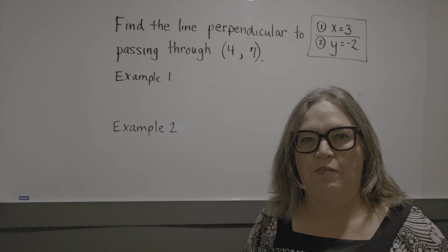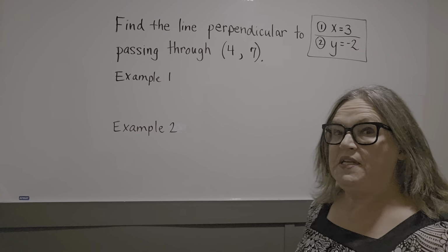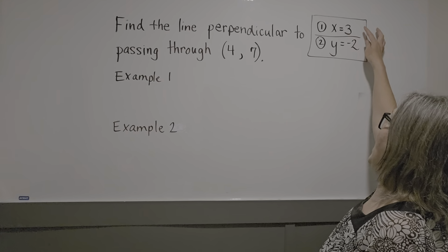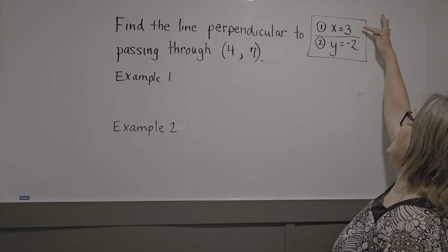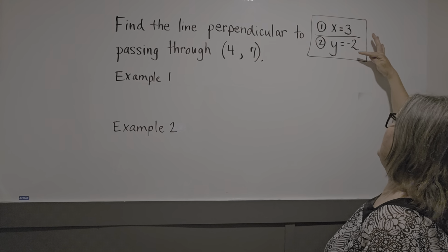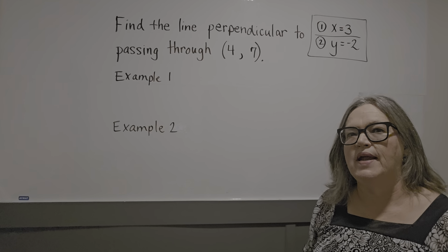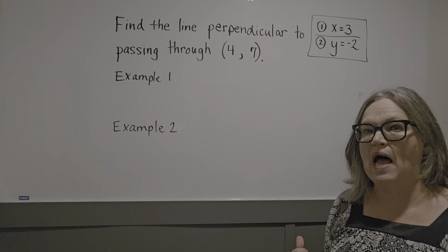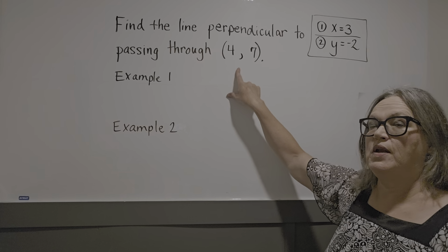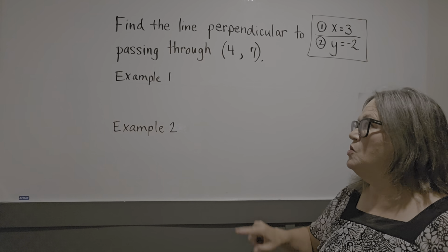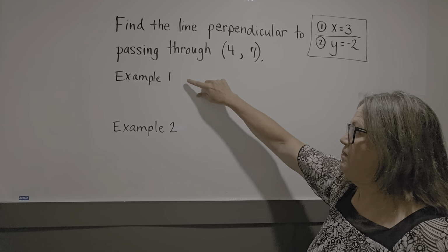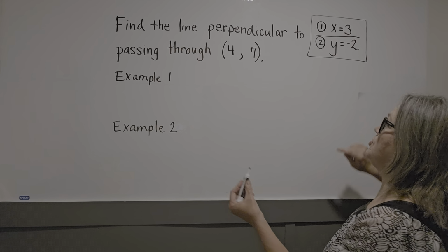In this example, we are asked to find the perpendicular to, well, actually two examples. One line is x equals 3, and the other line is y equals -2. And we're asked to find the perpendicular to these lines passing through the point (4, 7). So I'm going to do them separately. I'm going to start with x equals 3.